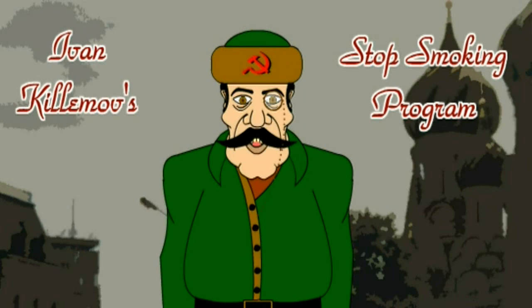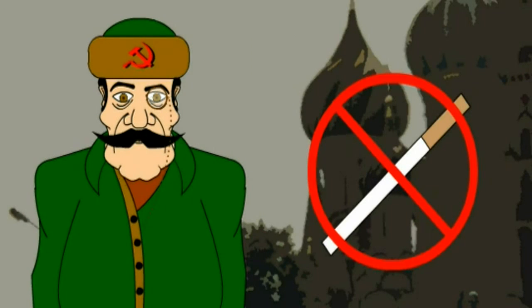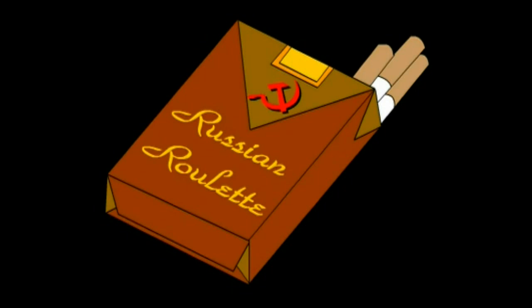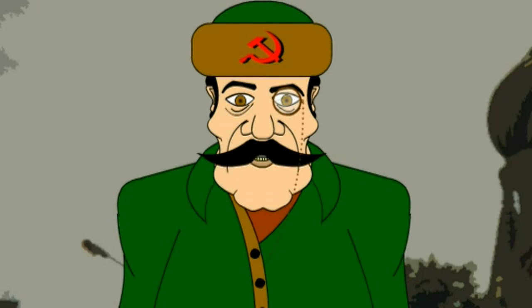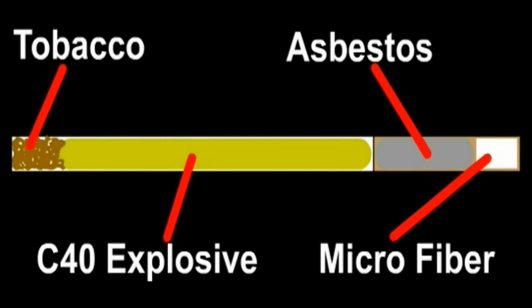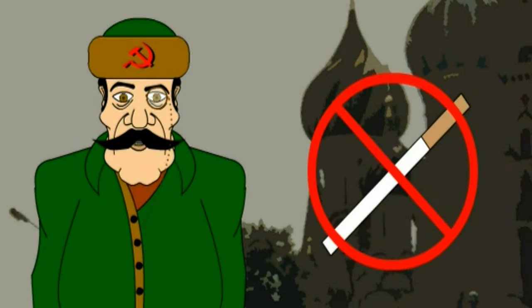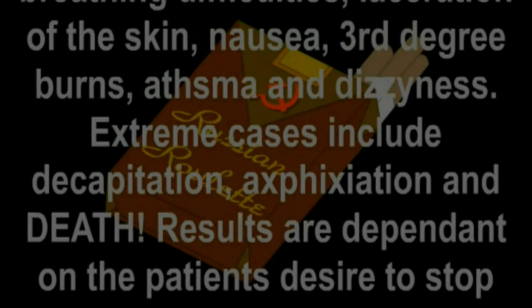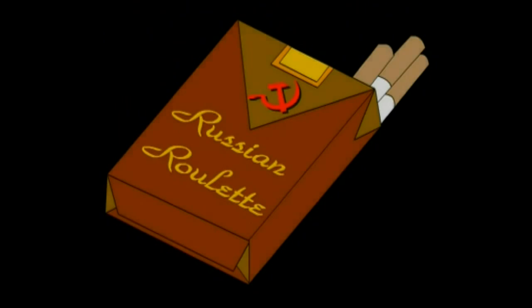Good day, comrade. I'm Ivan Kilimov from the Ivan Kilimov Stop Smoking Clinic. Perhaps you wish to quit smoking. We know it is difficult, but we have come up with a revolutionary incentive to help you quit smoking. The secret is simplicity. We have streamlined our process to only one very easy step. You see, we have added new technology. We call it Russian Roulette Cigarette. You will be pleased with the results when you purchase our product. You see, we randomly put explosive cigarette in each pack. Then if you light the Russian Roulette Cigarette, you smoke no more. Cigarette will kill you slowly anyway. So this is a good deterrent, huh? What's more, this makes good gift for someone you think needs to quit smoking. So buy Russian Roulette Cigarette today. Your life may depend upon it. Before starting any stop smoking program, participants should first consult their doctor, lawyer, librarian, probation officer, mortician, and taxidermist. Side effects include breathing difficulty, laceration of the skin, nausea, third degree burns, asthma, and dizziness. Extreme cases include decapitation, asphyxiation, and death. Results are dependent on the patient's desire to stop smoking. There is absolutely no clinical proof that this program actually works. By purchasing this product, the consumer agrees to accept all terms and conditions mandated by the manufacturer and will not hold the seller liable in the event of death or injury.